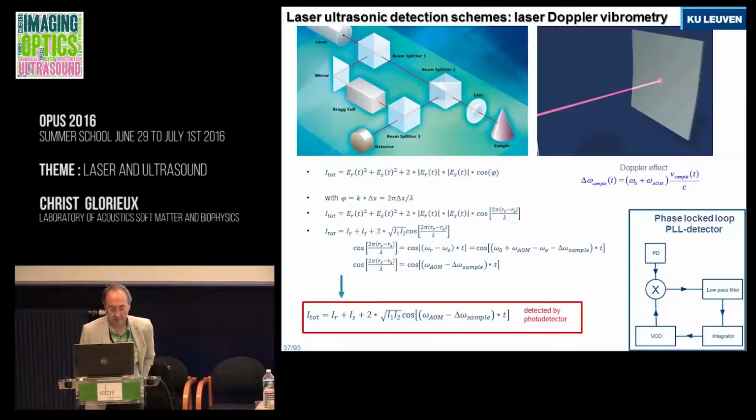Okay, this is some theory. Actually, it's the theory of a Michelson interferometer with a moving sample, where you see that if you have a change of Doppler frequency of the sample, it's converted into a change of intensity of the interference pattern.